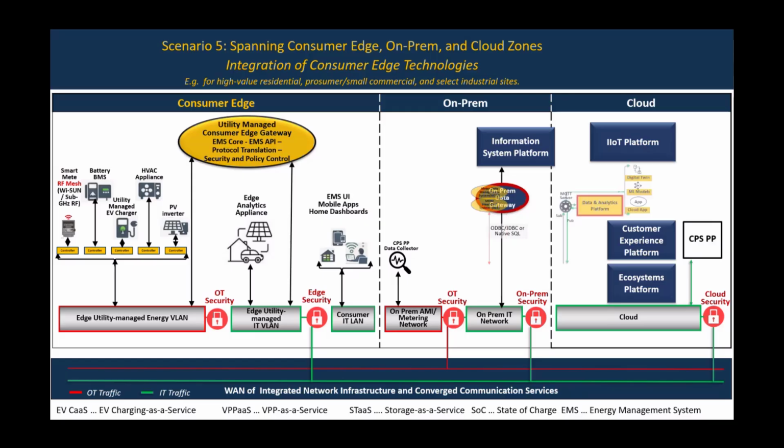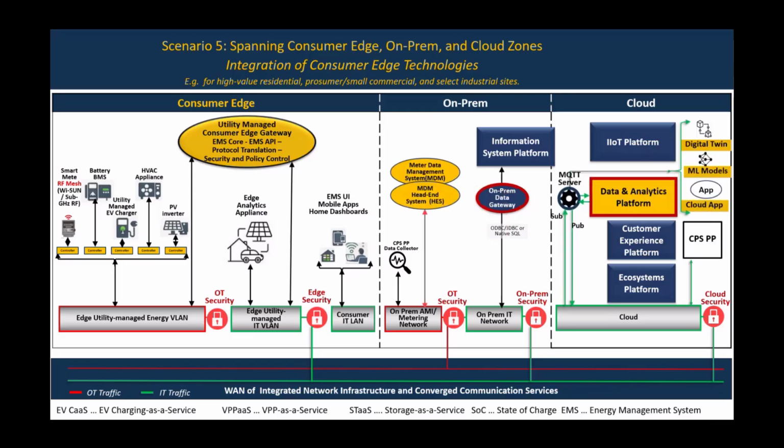What about the destinations? You have here 2 destinations. The first destination is located at the on-premises zone and connected to the on-premises advanced metering infrastructure network, and it includes metering data management head-end system and metering data management system. And at the cloud zone, we have a data and analytics platform, which is cloud-based, of course.